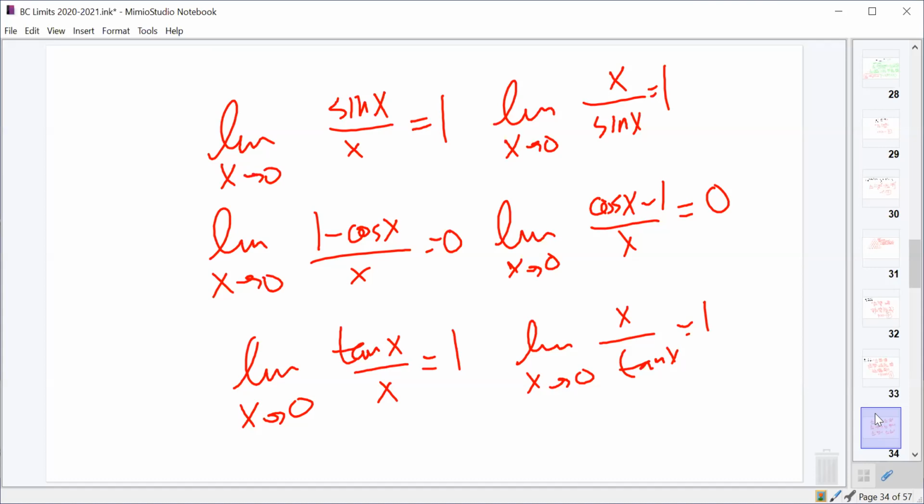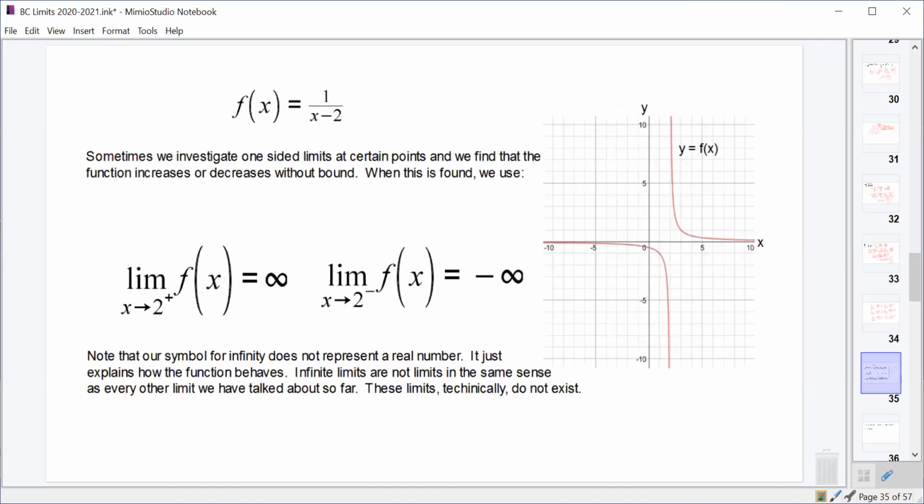All right, let's start talking about limits at infinity then. So we're looking at f of x equals 1 over x minus 2. And if we think about this as x approaches 2 from the left and x approaches 2 from the right, we end up getting either positive infinity or negative infinity. As we approach 2 from the right, we're going up to positive infinity. And as we approach 2 from the left, we're going down to negative infinity.